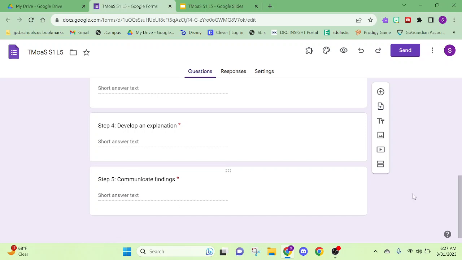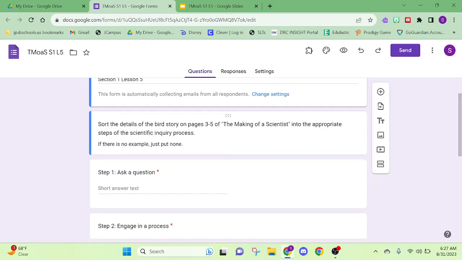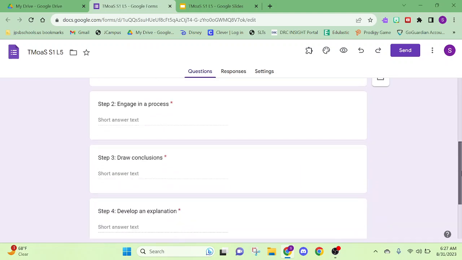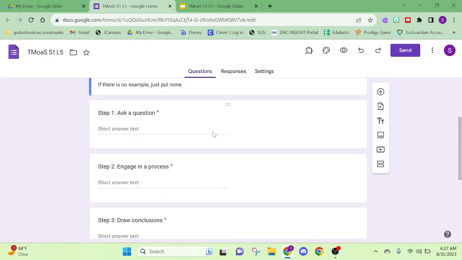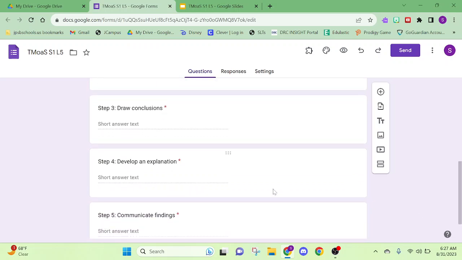So go ahead, get your bird story. Again, it's on pages 3 through 5 of The Making of a Scientist, and start sorting the details into these different categories, okay? What question was asked during the bird story? How did they get their answers? What was the answer? What was the big lesson in the bird story? So where there is blank, there will be something there to find it. And then who were the 2 people communicating? Again, that's just going to be Richard Feynman and his father.